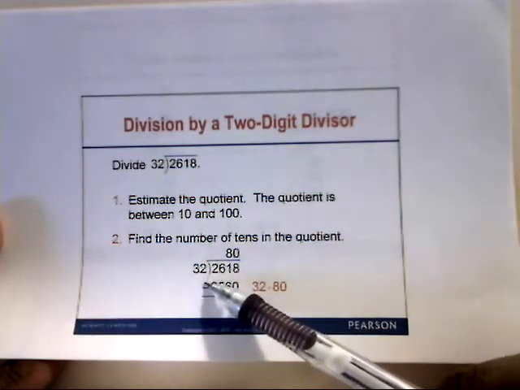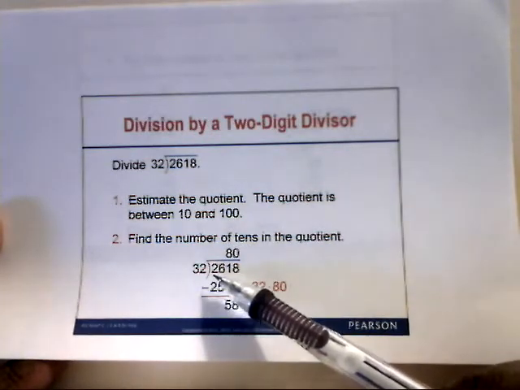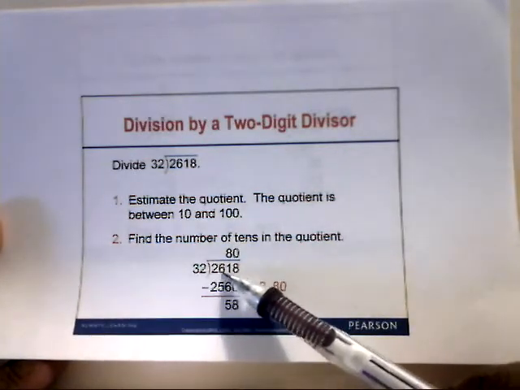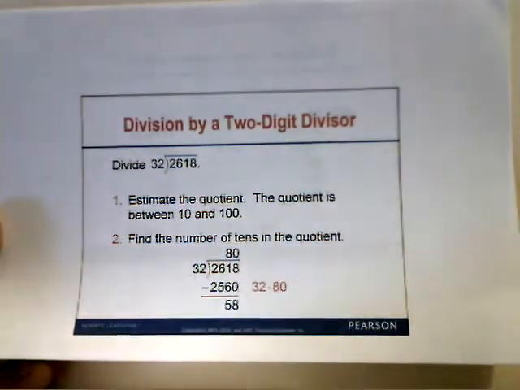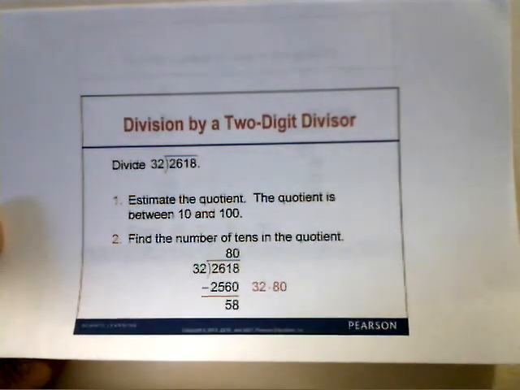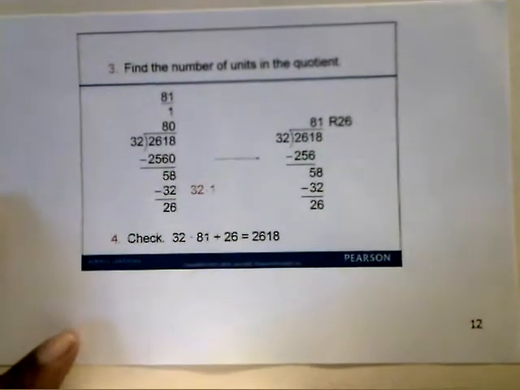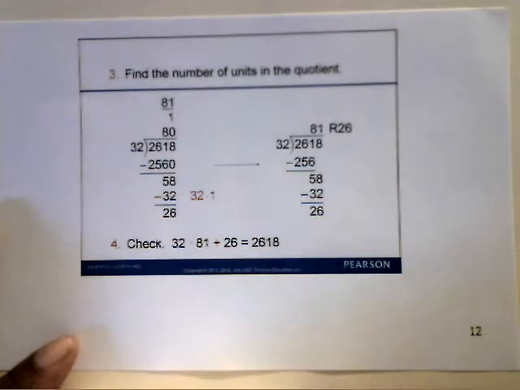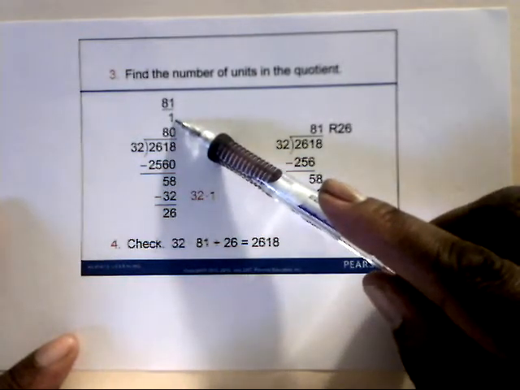So we want to think of 32 going into 261. Because we know 32 can't go into 2, 32 can't go into 26. But 32 can go into 261 8 times. So it'll be 80 times 32, or 2,560. Subtract the 2,560 from the 2,618, you'll get 58 left over. And then you're going to find the number of units in that quotient. In other words, how many times can 32 go into 58? In this case, only 1 time.